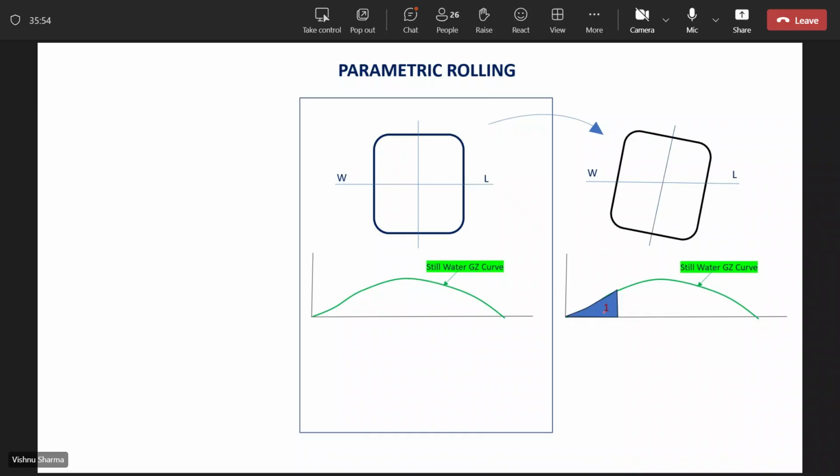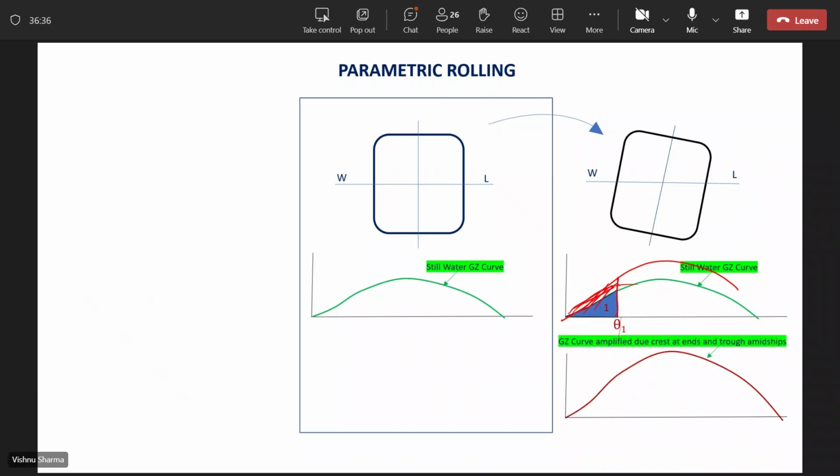And if nothing else changes, this area, the dynamical stability corresponding to area 1, will be responsible for bringing the vessel back to upright. But let us say at this particular moment, when the ship has to come back, her stability is amplified. Stability amplified means the GZ curve is amplified. So at this stage, the GZ curve is amplified. The vessel is lying at theta 1 angle only. But what has happened? The GZ curve is amplified. If the GZ curve is amplified, the area under the GZ curve like this is increased.